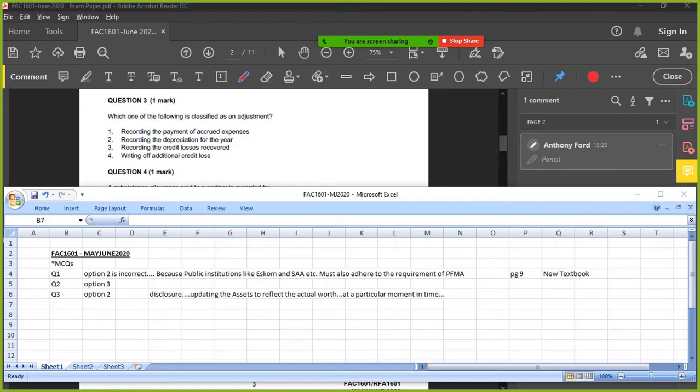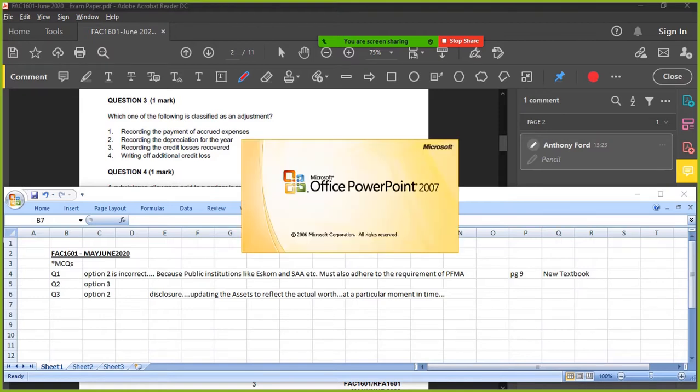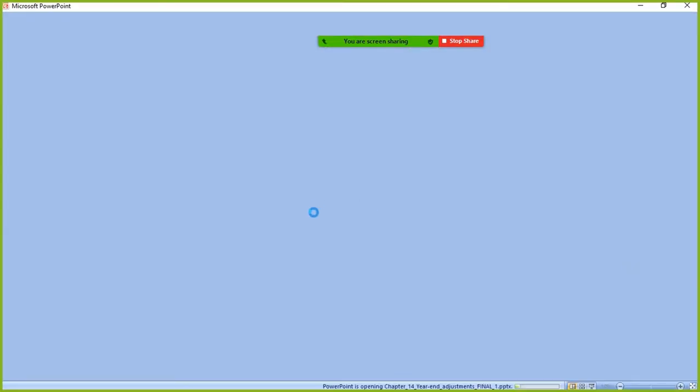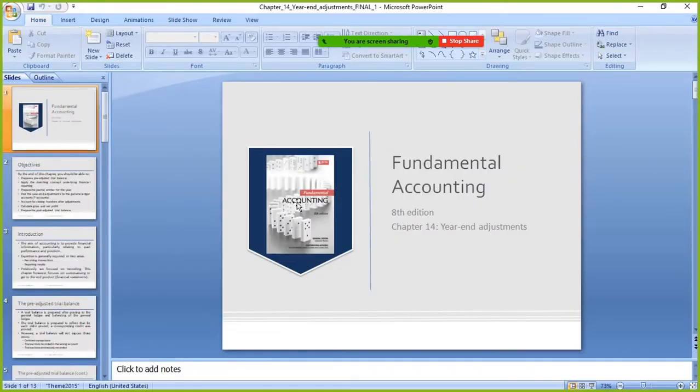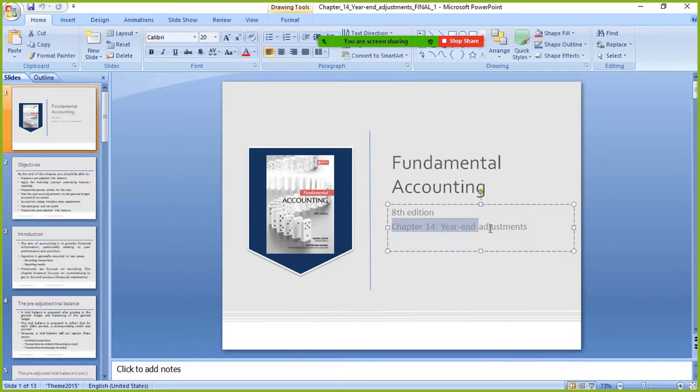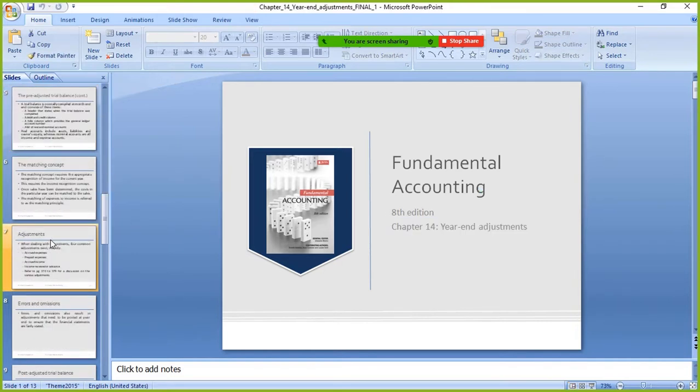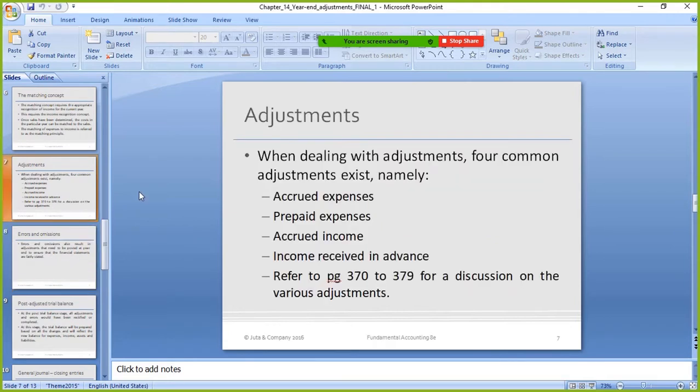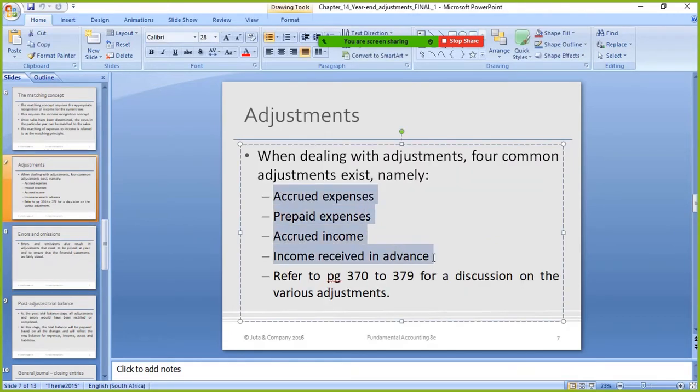Okay, in this textbook. This is a Juta textbook. Let me see if I can find a chapter here. There, year-end adjustments, chapter 14. Okay, so this is additional supporting information for a different textbook. Obviously not yours, but it's an 8th edition version of this textbook. It's the most recent edition. There, chapter 14, year-end adjustments. And if you look at this chapter, you will see there the common ones, accrued, prepaid, etc.